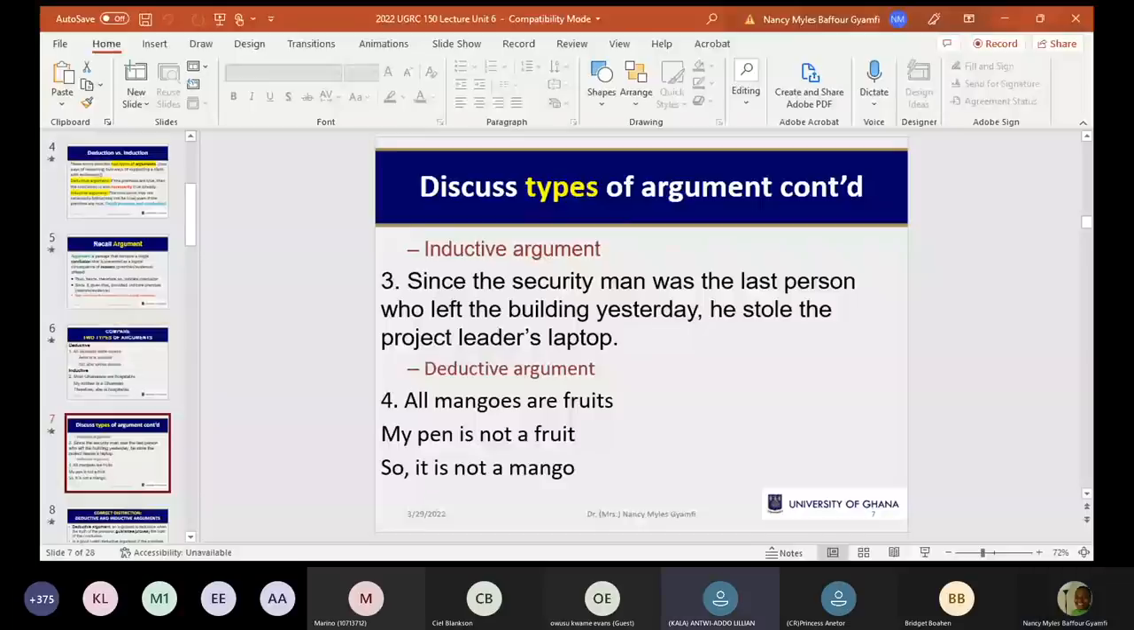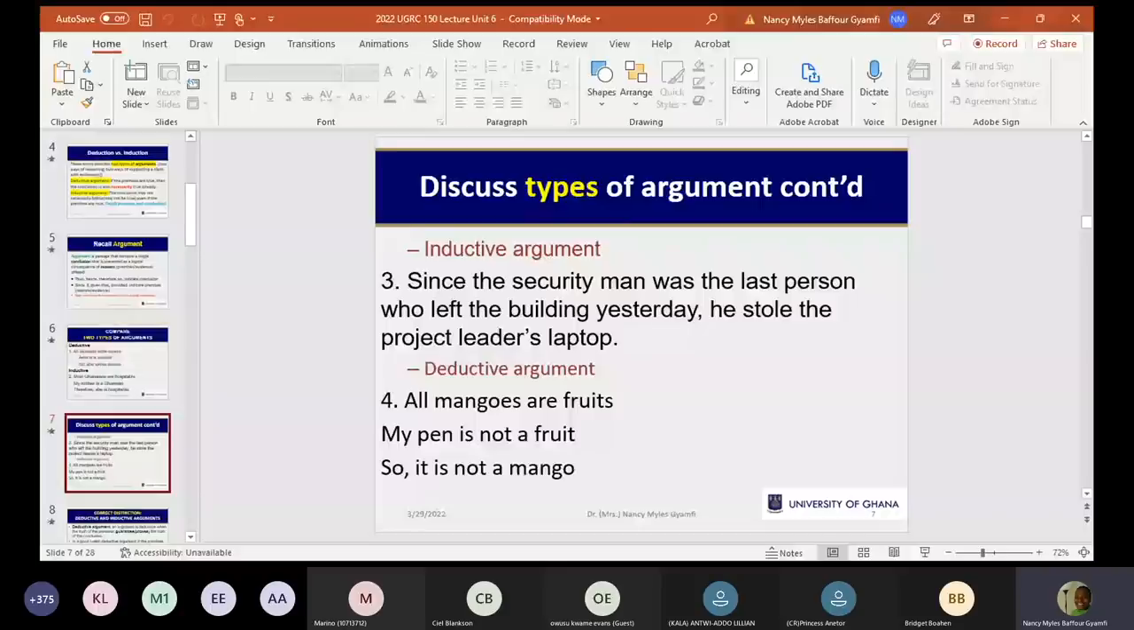Okay. All mangoes are fruit. My pen is not a fruit, so it is not a mango. Very good. This is also deductive. I'm going to introduce the next deductive form. So get ready. I told you they are just patterns, structure, designs. So you have to follow it. You move from here to here and here to here. That's all it is. There's nothing beyond that. Okay.